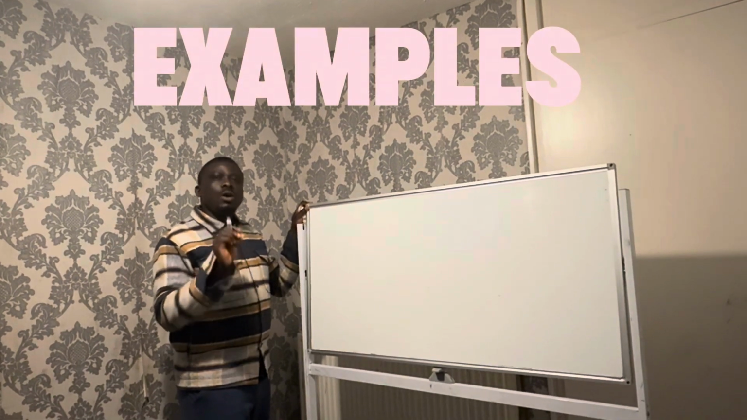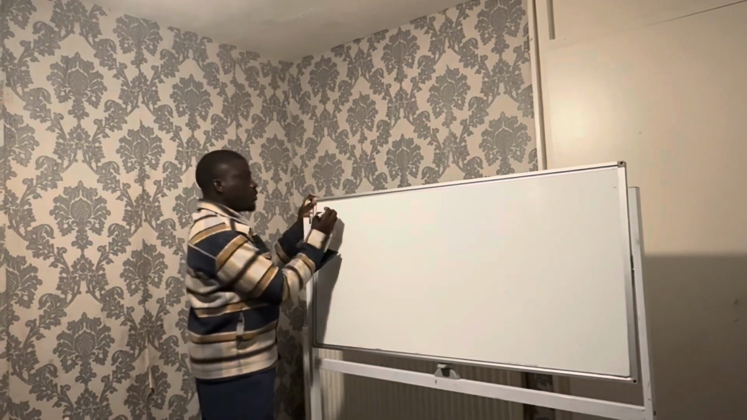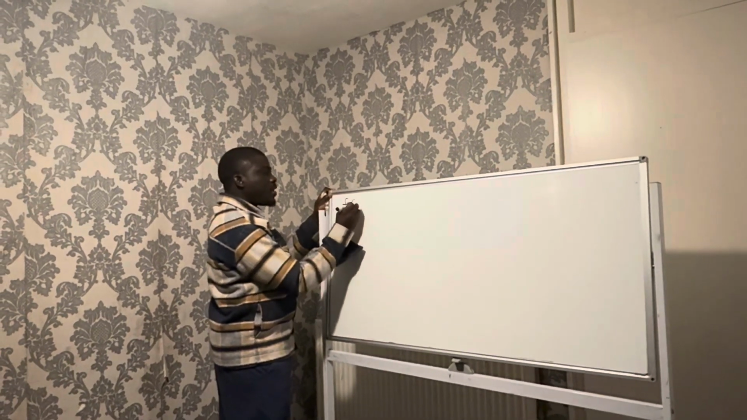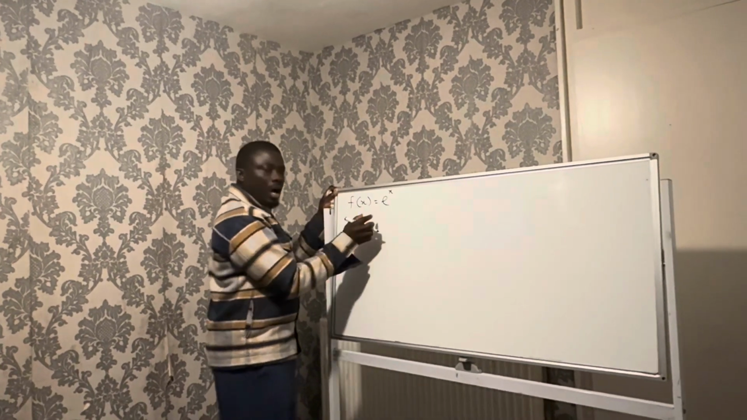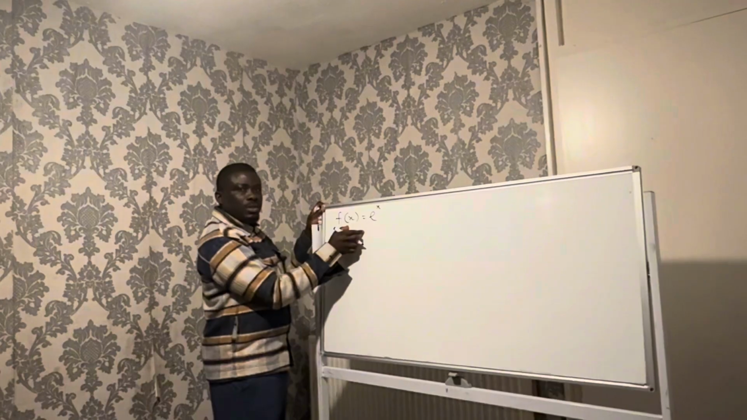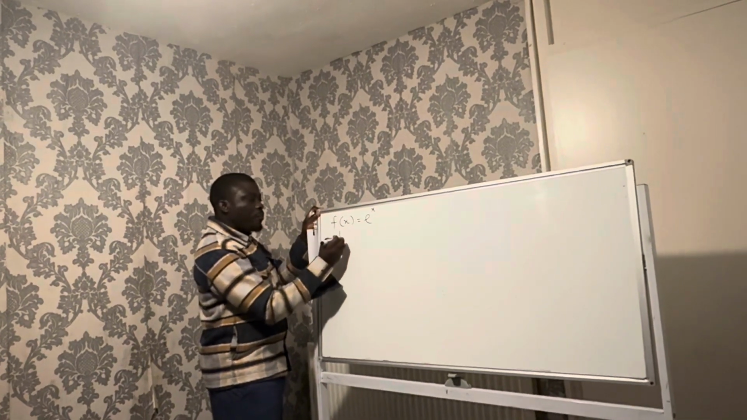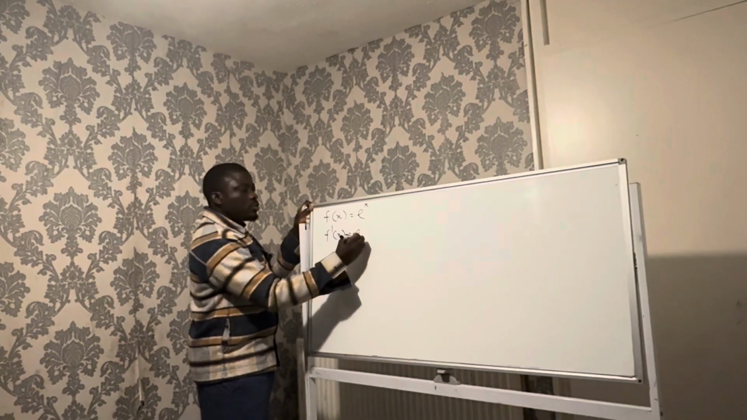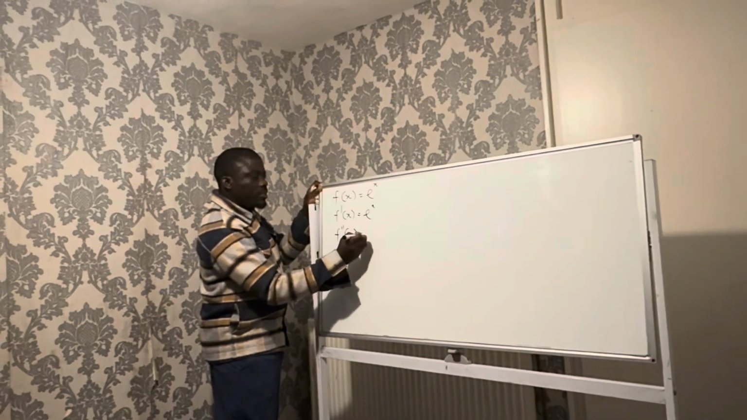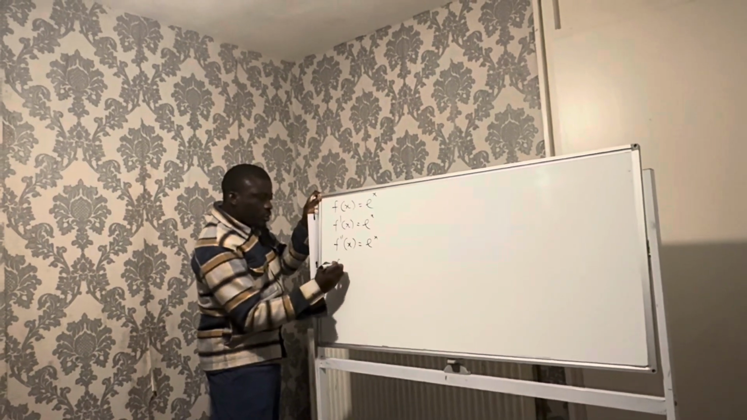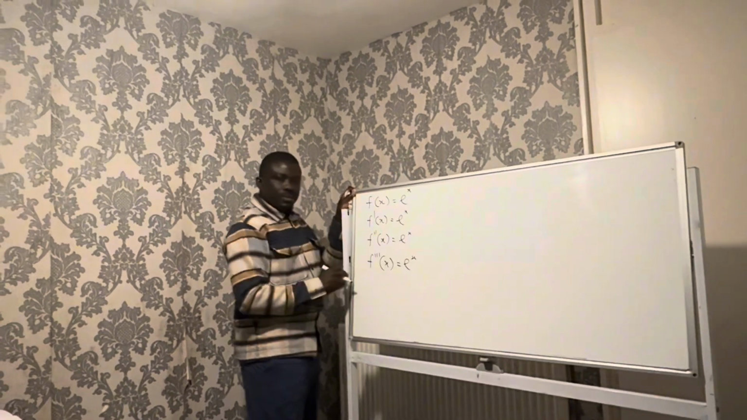So I want to solve examples on Maclaurin series. How do we use Maclaurin series to find the series solution of a function? For instance, if we are given f of x equal to e raised to power x, how do we use Maclaurin series to solve this? The first thing is to differentiate. We have f prime of x to be e^x. For the second derivative, same thing, and for the third derivative, same thing. We have e raised to power x.